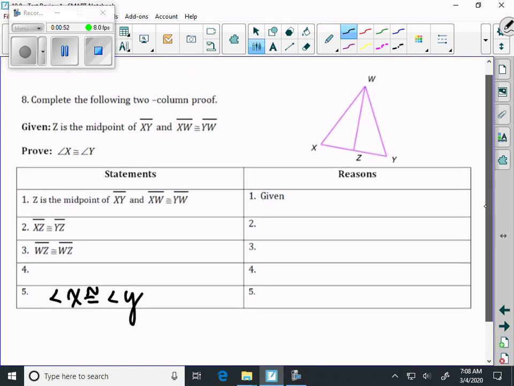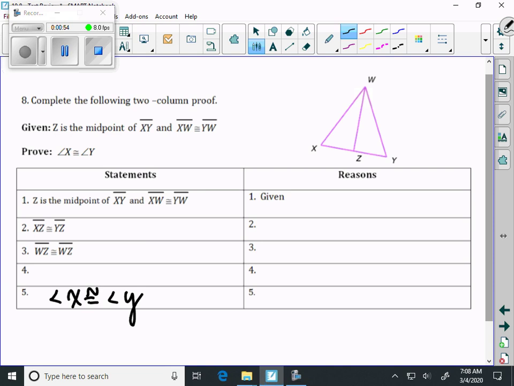So when we go back up here, I do want to mark up the triangle a little bit. We've got xw is congruent to yw. That's given to us. And now what we're looking at is xz is congruent to yz. And the reason is, there's our definition of midpoint. We had just said that z is the midpoint, right in the middle, of xy. So now we can get that reason filled in.